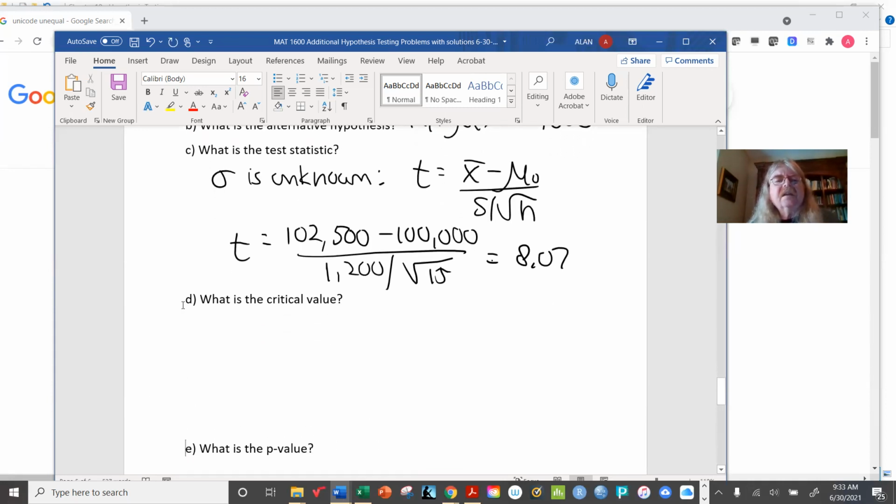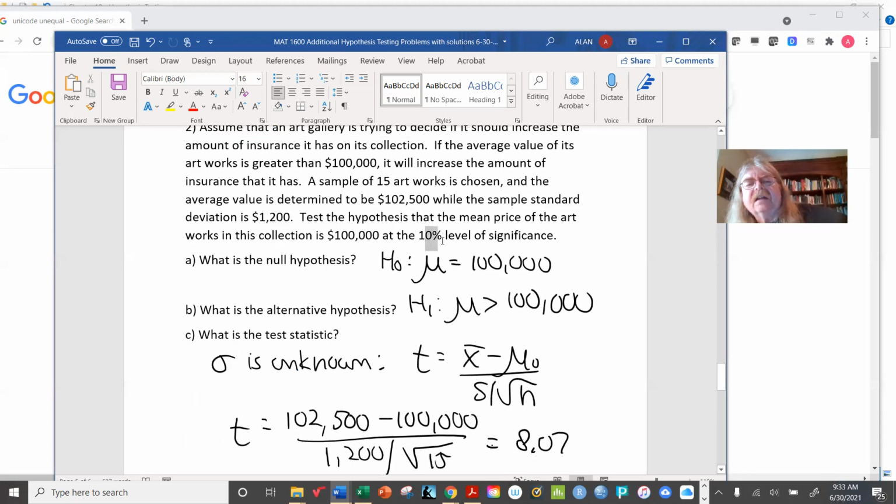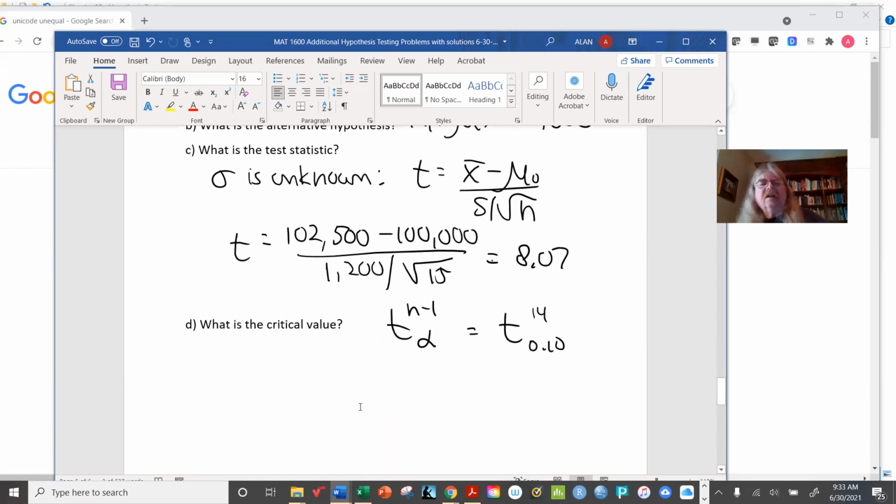Now, because it's a right tail test and it's the t distribution, our critical value is t alpha with n-1 degrees of freedom. Now, remember, alpha is 10% in this case. I know we normally use 5, but this time it's 10. So pay attention to that. It's not always 5%. Now, this one we can look up in a table. 14 should be there.